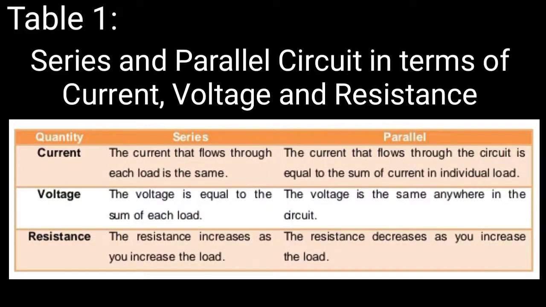Table 1 shows you series and parallel circuits in terms of current, voltage, and resistance. The current in series flowing through each load is the same, while in parallel, the current that flows through the circuit is equal to the sum of the current in each individual load. The voltage in series is equal to the sum of each load, while in parallel, the voltage is the same anywhere in the circuit. The resistance in series increases as you increase the load, while the resistance in parallel decreases as you increase the load.